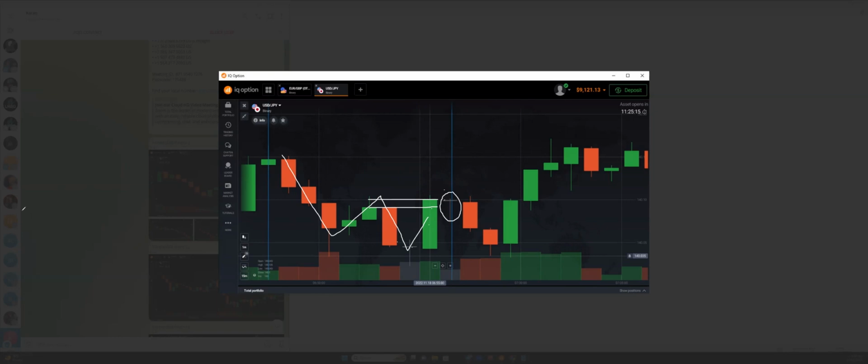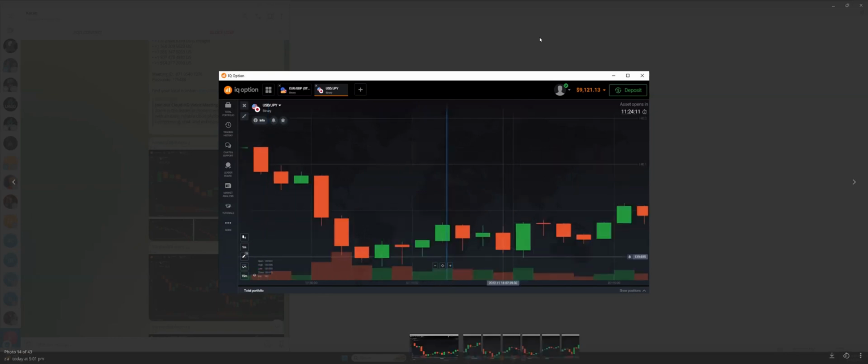Okay. Another example, this one. Motive, counter, last effort, new motive. This pattern is good because they are strong. We can go.